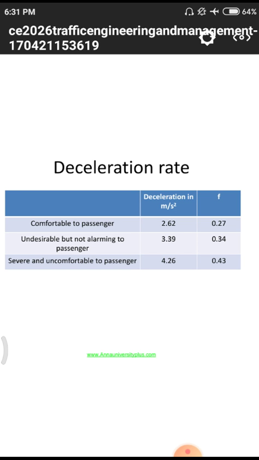For comfortable to passenger, the deceleration value is 2.62 and the friction value lies at 0.27. Undesirable but not alarming to the passenger, 3.39, and the friction value is 0.34. Undesirable means the persons will not have some quantity of these desirable properties.